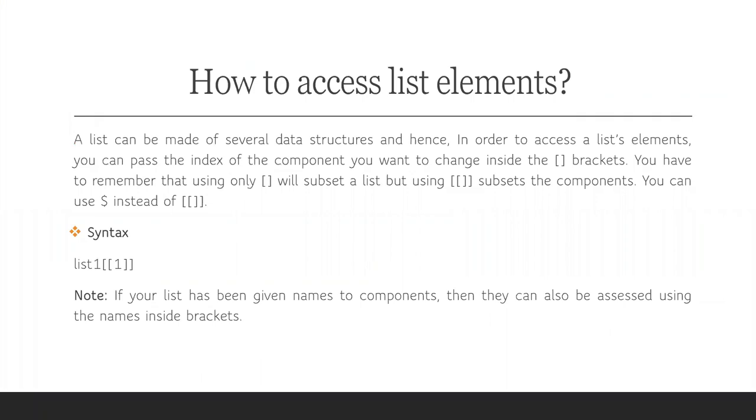So now the question is how you can access list elements. A list can be made of several data structures as you have seen, and hence, in order to access list elements, you can pass the index of the component you want to change inside the bracket. You have to remember that using only the bracket will subset a list, but by using the double brackets, you can subset the components. You can also use the $ sign instead of double brackets. So the syntax is in front of you.